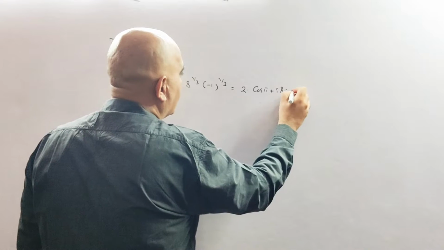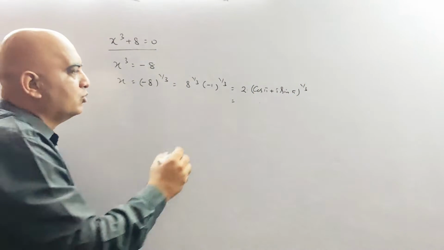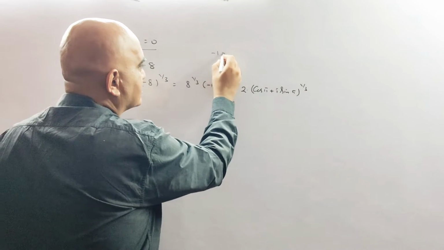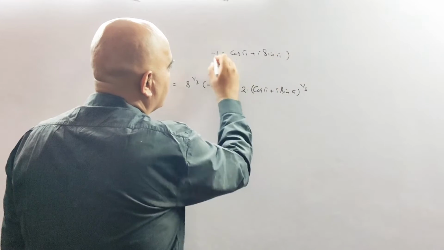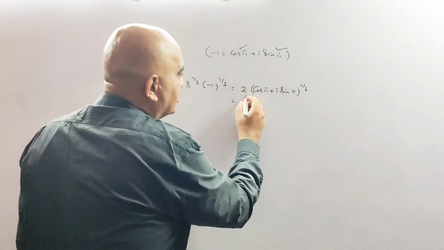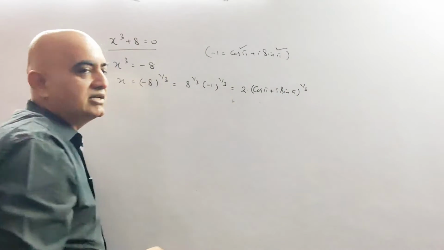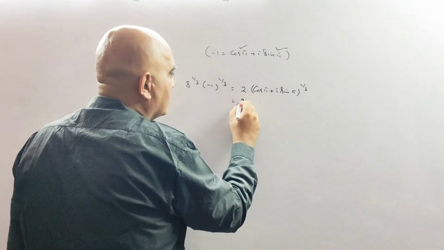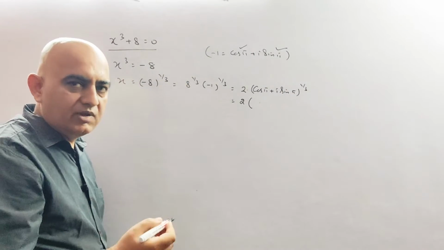And this is cos pi plus iota sine pi, right? By using the polar form of the complex number, we can write minus 1 as cos pi plus iota sine pi. That's it, because sine pi is 0 and cos pi is minus 1. Therefore, x becomes 2 into (cos pi plus iota sine pi) raised to the power 1 by 3. And we can find the cube root of this with the help of De Moivre's theorem.